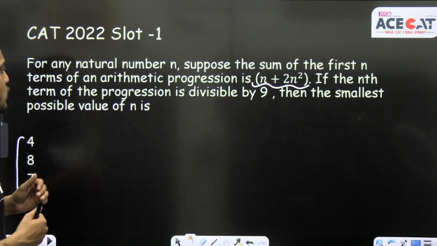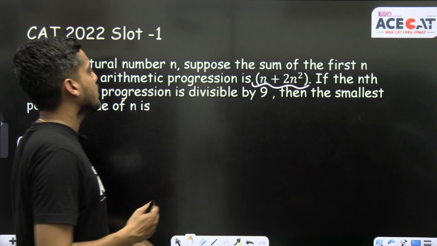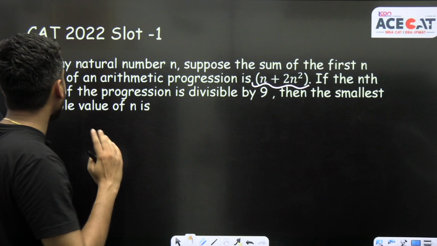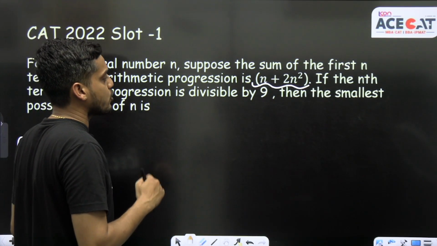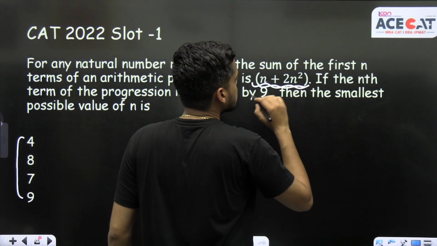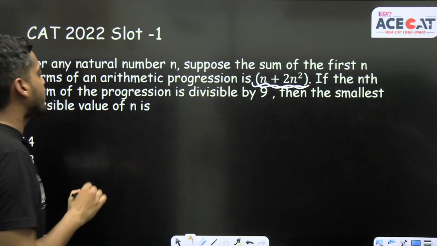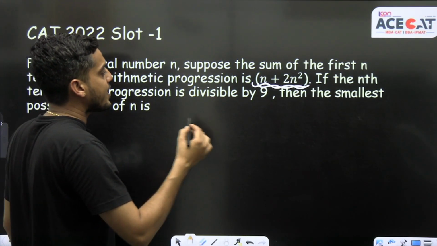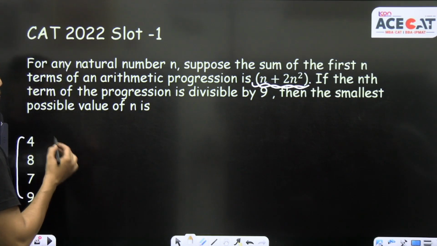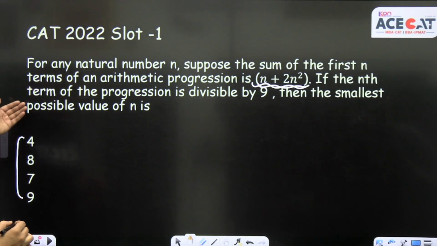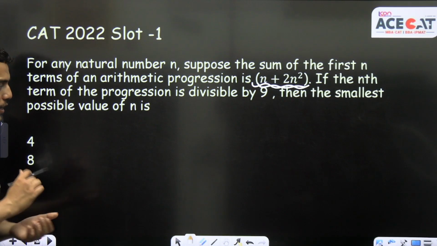So let's read the question first guys. For any natural number n, suppose the sum of first n terms of an arithmetic progression is n plus 2n square. If the nth term of the progression is divisible by 9, then the smallest possible value of n is what? And these are the options guys: 4, 8, 7, 9.